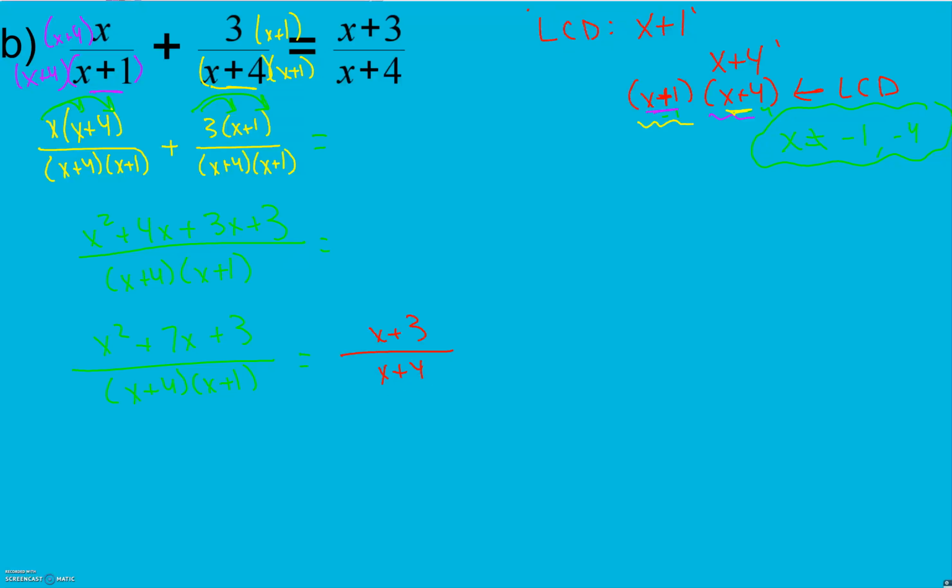Get a common denominator if I can. Between the common denominator I have already and x plus 4, my denominator is going to be my common denominator that I have currently. So I have the x plus 4, I'm missing x plus 1. So I multiply top and bottom by x plus 1.